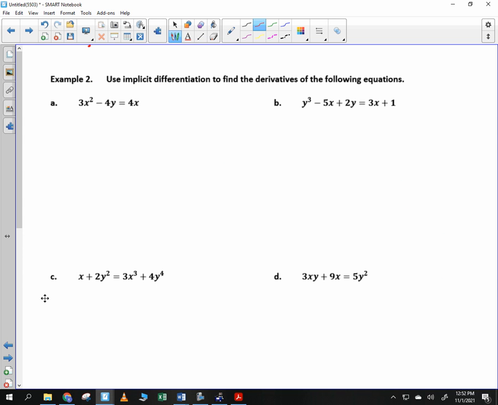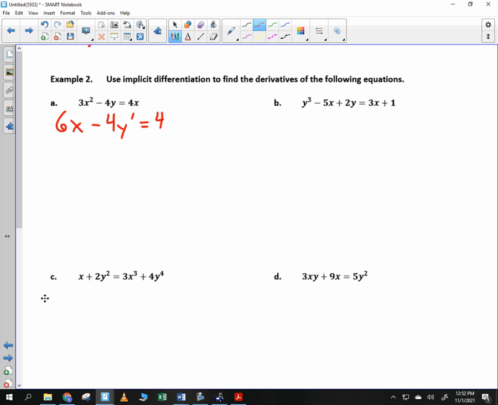It says use implicit differentiation to find the derivatives of the following equations. What is the derivative of 3x squared? 6x. Minus, what is the derivative of 4y? 4y prime. Good. Every time you see a y, you attach a y prime. Excellent. Is equal to? 4. Now what?